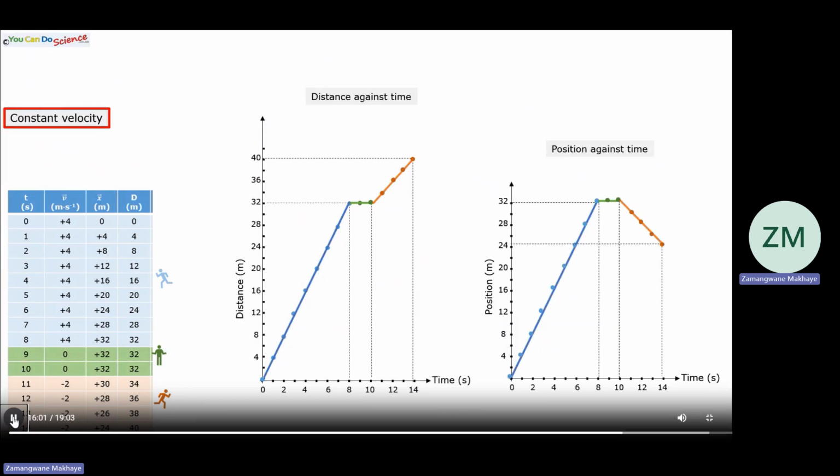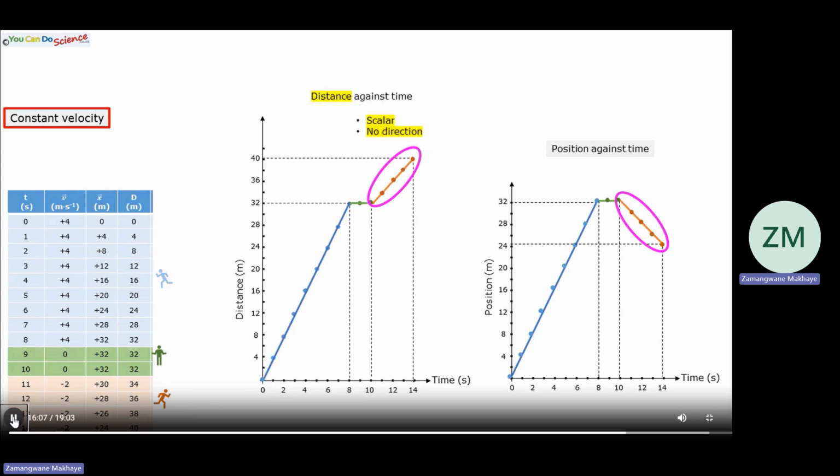Also, look where the distance time graph differs from the position time graph. Distance is the actual path length, which is a scalar without direction. Change in position is the shortest distance from the starting point up to the end position, and is a vector with magnitude and direction.